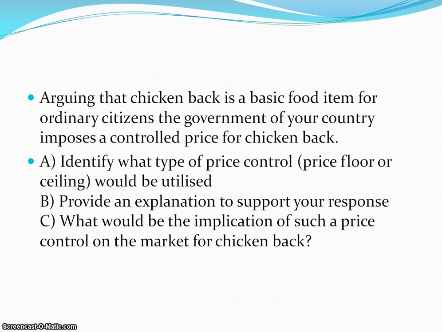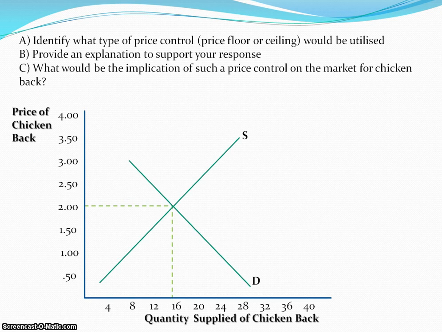And lastly, you needed to state what the implication of such a price control would have been on the market for chicken back. So in my explanation here, we have a demand curve and a supply curve for chicken back. We know that the price of a product is determined in the marketplace where there's equilibrium, and equilibrium is illustrated in a diagram where the demand and supply curves intersect.